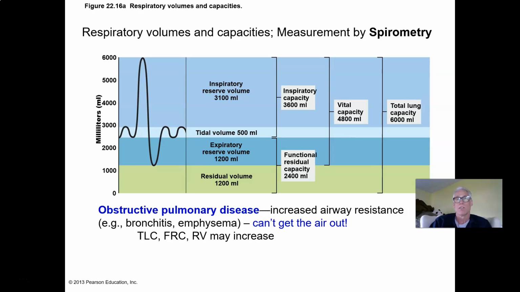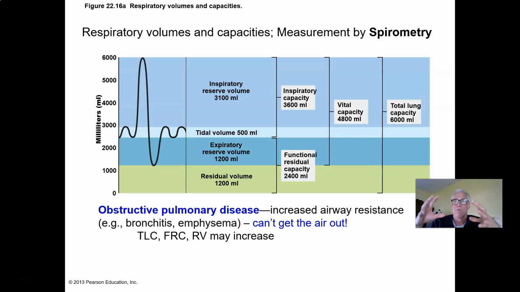There's a couple of neat things to mention about this graph. One is that you cannot expire all of the air out of the lungs. No matter how hard you try, there's always about a liter of air left in your lungs. It's called the residual volume. You can't get that out of there. It's good that you can't, because if you got all the air out of there, all the alveoli, the lungs would collapse, and you would be unable to reinflate your lungs.